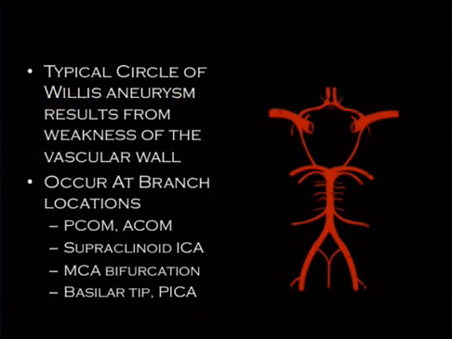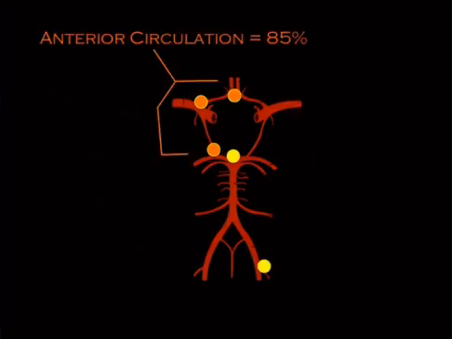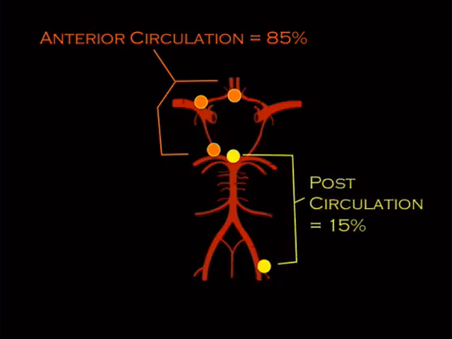So where do aneurysms occur and why do they occur? So they occur at branch locations, like there, and these berry aneurysms occur at areas of vascular weakness, which just so happen to be at branch points, which is sort of what you'd expect. The vast majority of them occur in the anterior circulation, so those are your ACA, ACOM, and MCA aneurysms, and a minority of them are like basilar tip at the PICA bifurcation. That's around 15%.